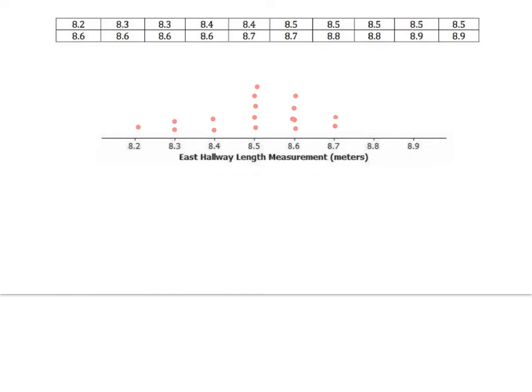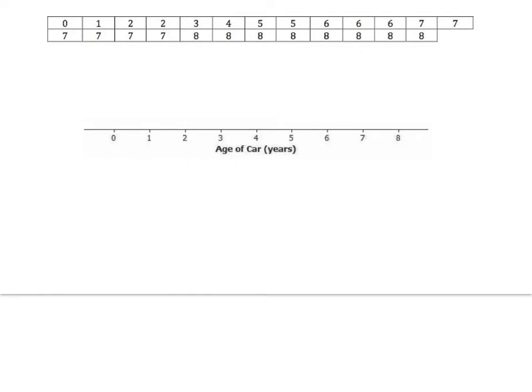2 8/8s and 2 8/9s. Okay, that's a nicely distributed dot plot. Okay, remember that one. And then the age of cars.